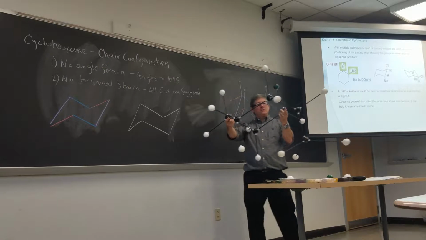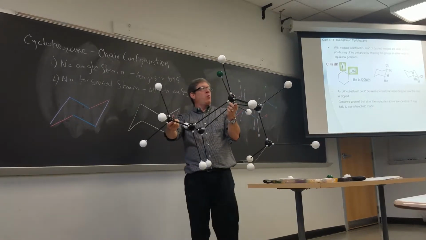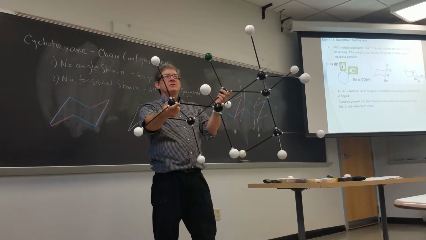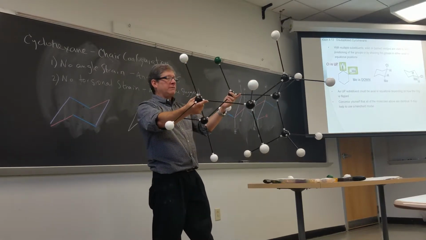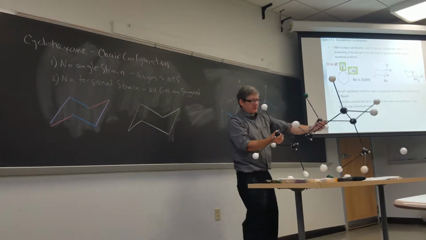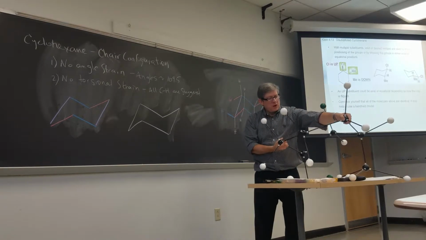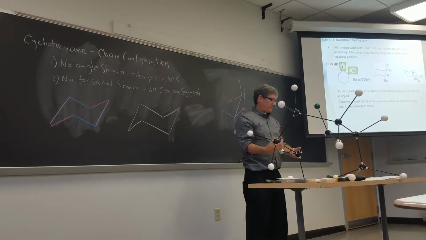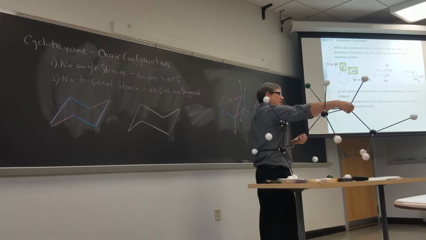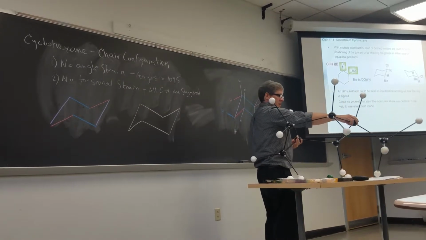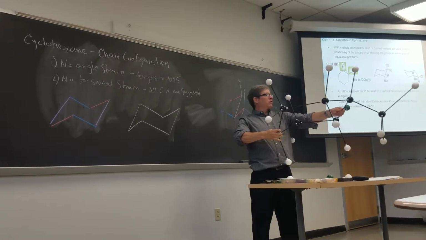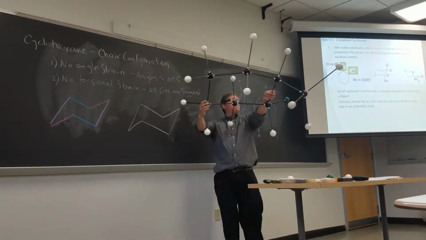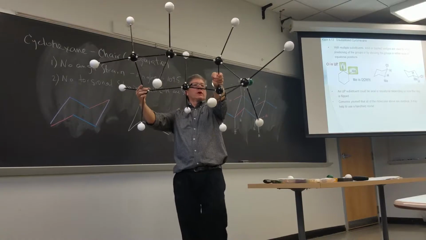Now, in this system, we're talking about which ring I'm going to have, because maybe I can access both of the different chair configurations, right? So if I rotate this one up to put my chair, and I rotate this one down, that overall is the ring flip. I went from having both groups axial to having both groups equatorial, right?